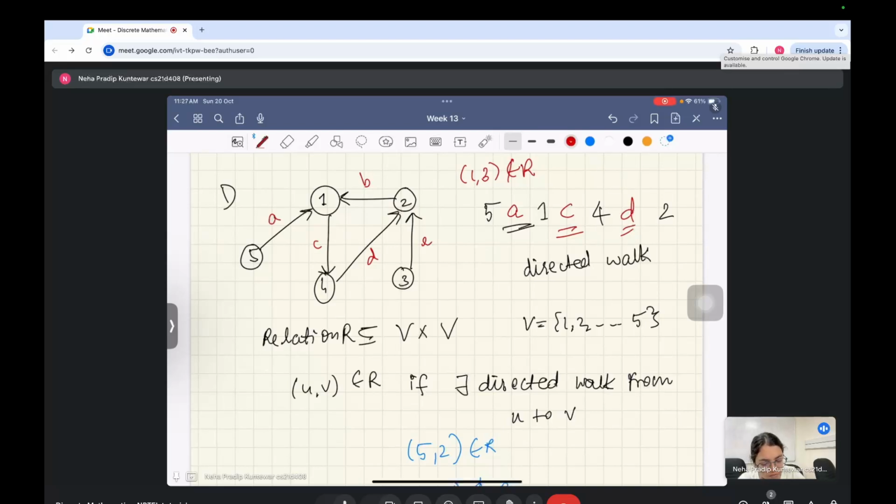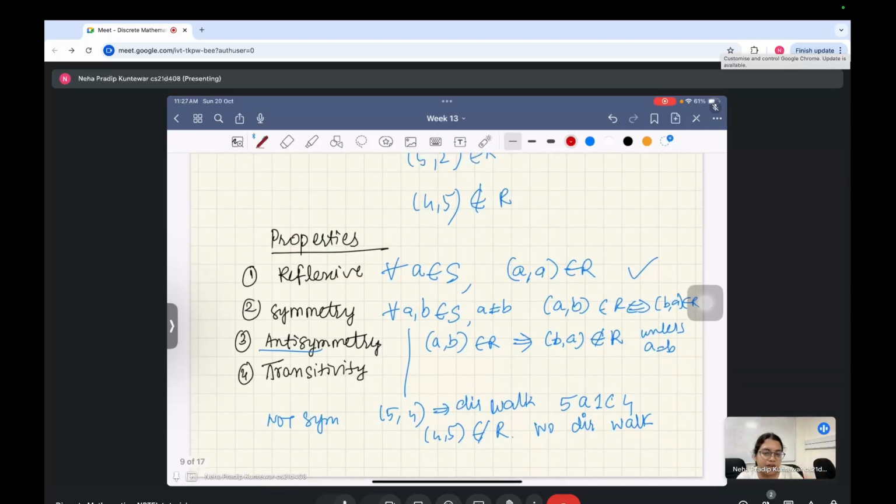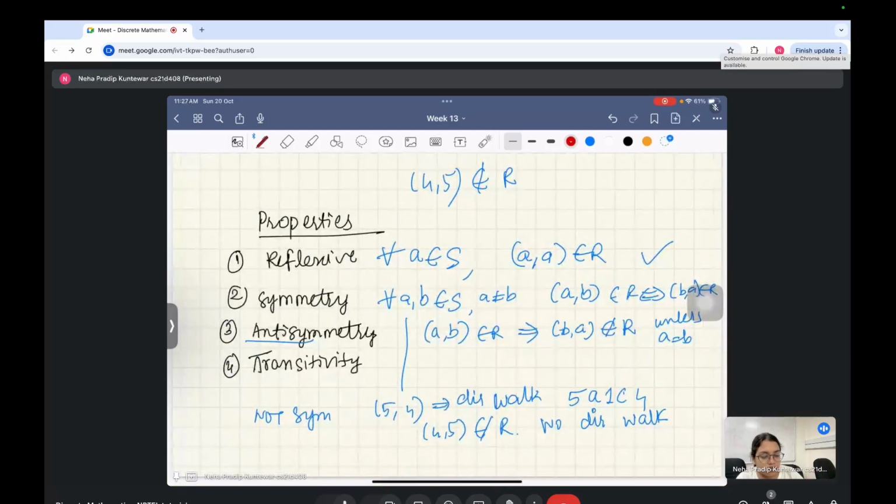Okay, not 1 comma 3, maybe 5 comma 3. So I'll take 5 comma 3 as our example. If I start at 5, there is no way that I'll ever reach 3, no matter what edges I take. So 5 comma 3 is not in the relation. Now let's ask whether 3 comma 5 is in the relation. Let's say I start at 3 and I take this path. I can never reach the vertex 5. So 3 comma 5 is also not in the relation. So this contradicts the property of antisymmetry, which says that given any two elements, either AB is related or BA is related, which is not true in this case.